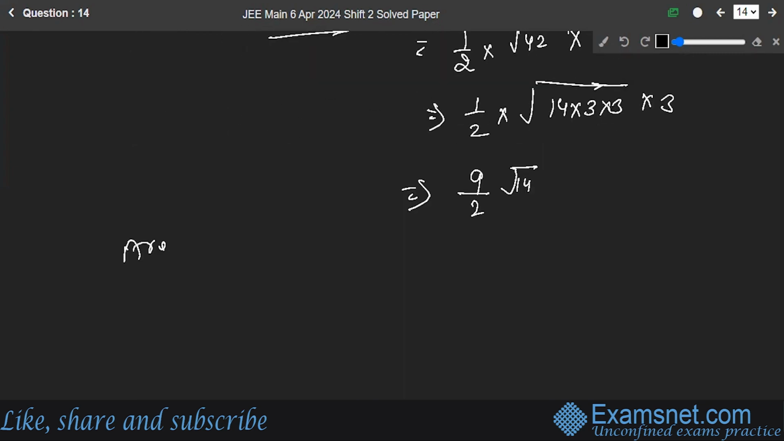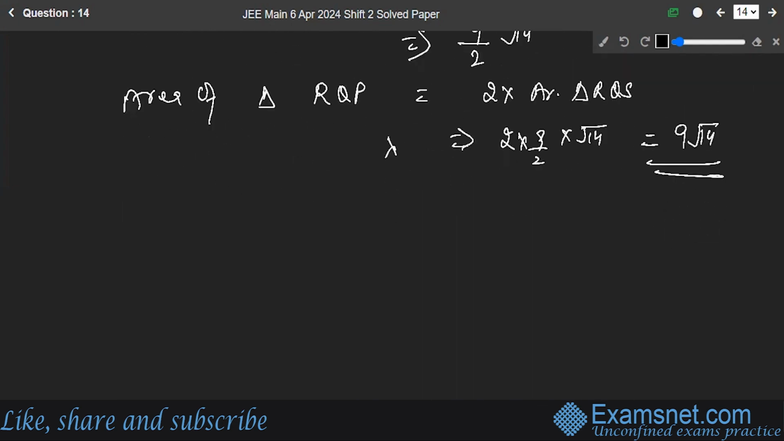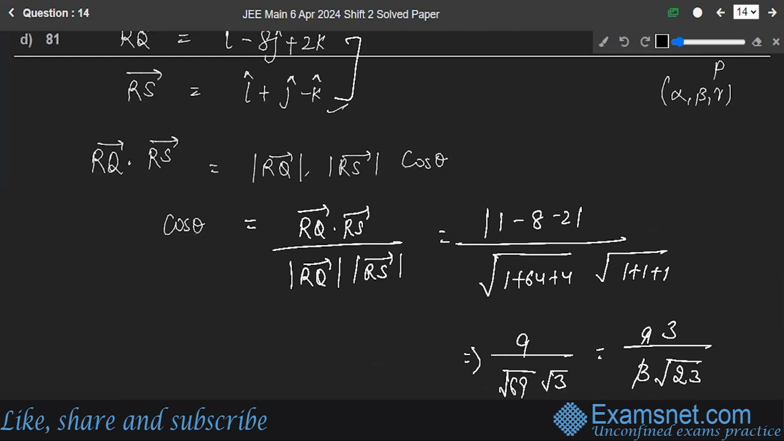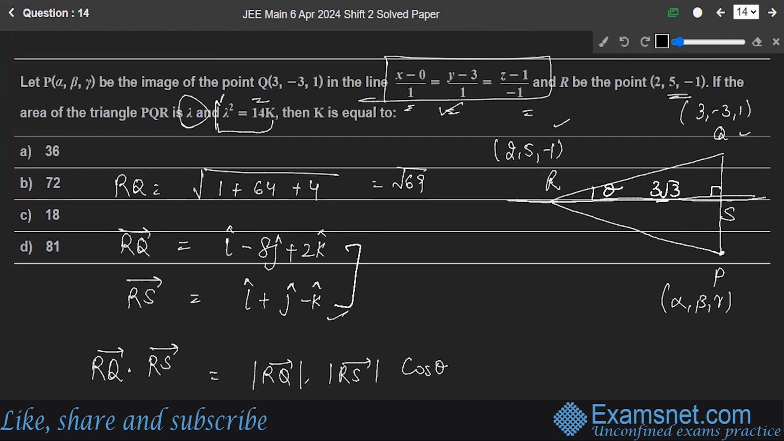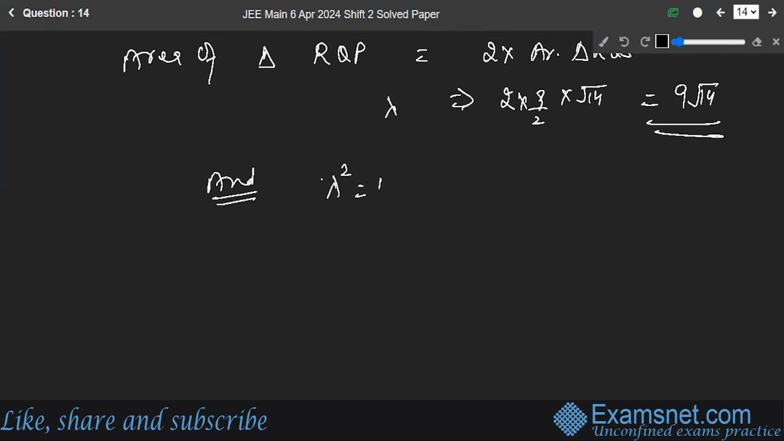Now, area of triangle RQP is twice the area of triangle RQS. So this is equal to twice into 9 by 2 into root 14, which is 9 root 14. Now, you are given that this is equal to lambda. And you are given that lambda square is equal to 14k. Okay, so lambda square is equal to 14k.